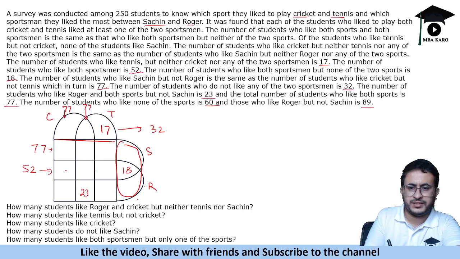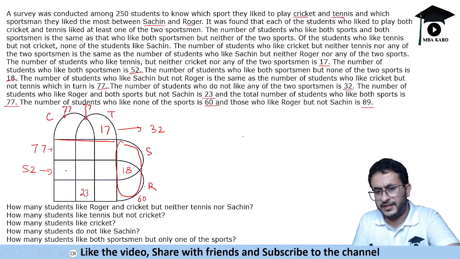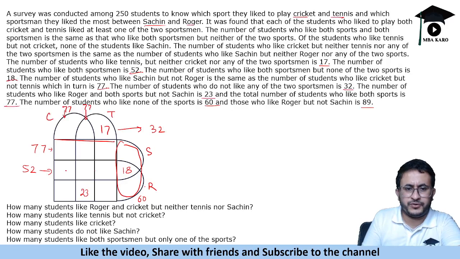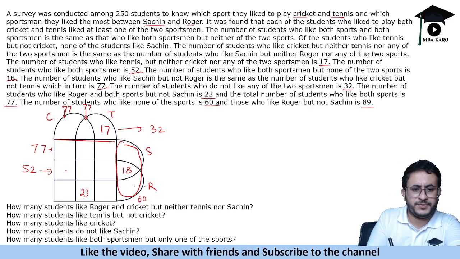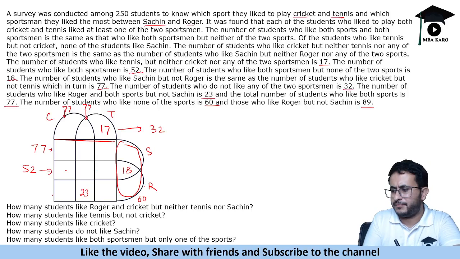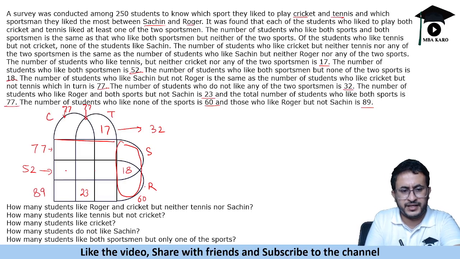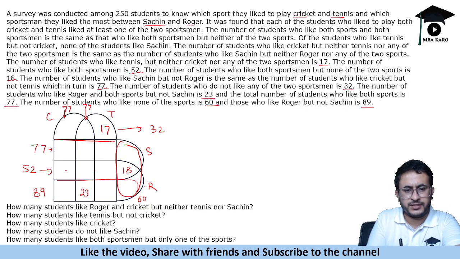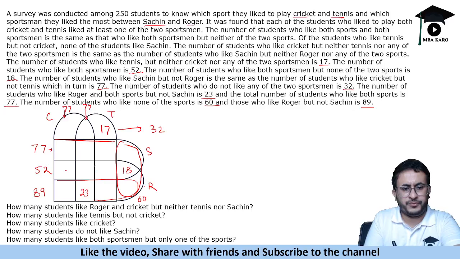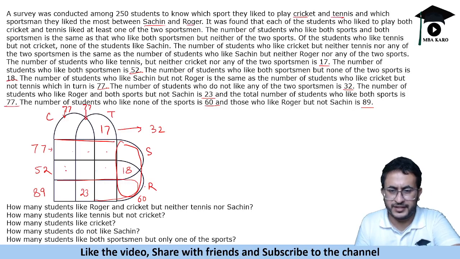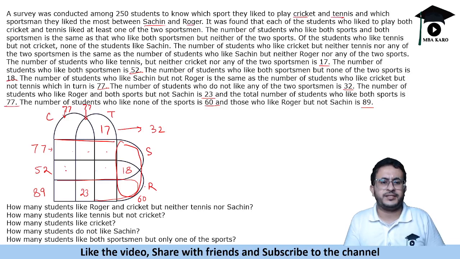So this is 60. And then finally we have the information that the number of students who like Roger but not Sachin is 89. So these people like Roger but not Sachin. So this number is 89 because these people like Roger and they do not like Sachin. So we have got a handful of totals. Now probably we will have to fill in some of the values and match these totals, so we shall be able to get the answer.